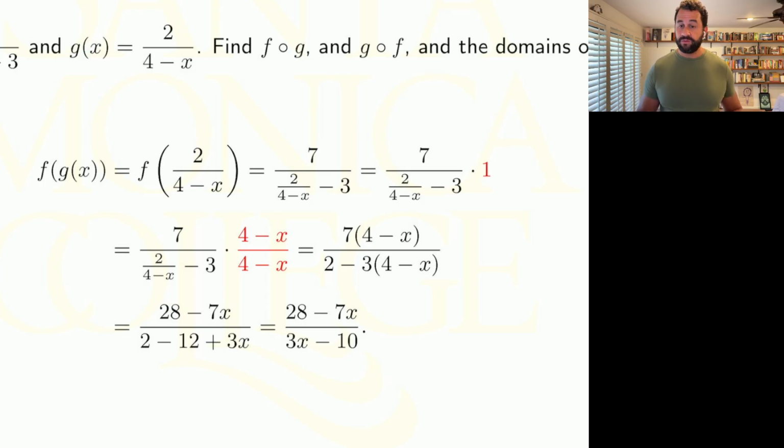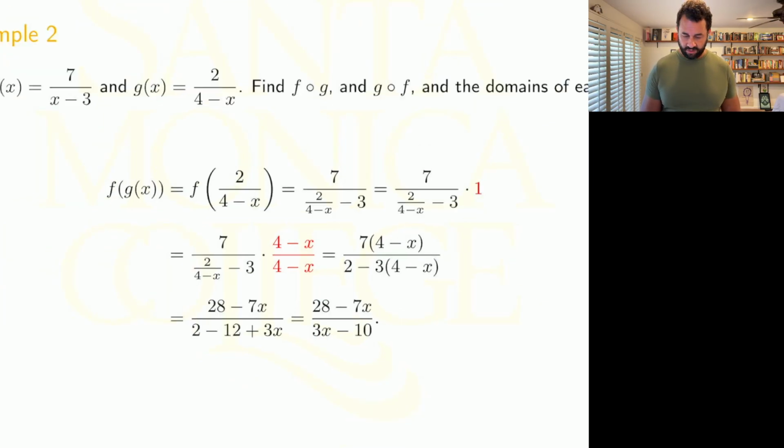All right, now we just go through the usual process. So we're going to simplify. We're going to distribute 7. We're going to distribute 3 or negative 3. We're going to combine like terms, and then we get this. So this is the formula for the composition, f of g of x. That's the formula for the composition.